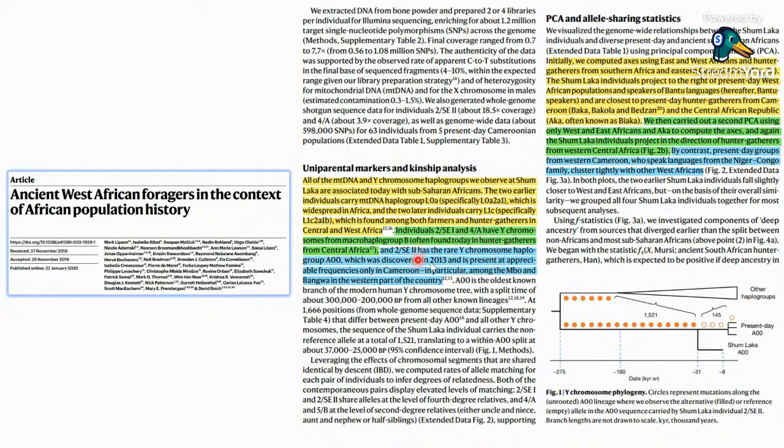All right, so when looking at ancient Shum Laka, digging up these ancient samples, they didn't find E1B1A. They didn't find Igbo-related ancestry. They didn't find Bantu-related ancestry. They found hunter-gatherer-related ancestry, specifically haplogroups B and A, as it stated. Going over to the right-hand side right here and dealing with the PCA analysis that they did. It says initially we computed axes using East and West Africans and hunter-gatherers from Southern Africa and Eastern Africa.